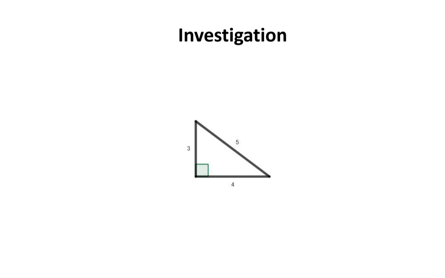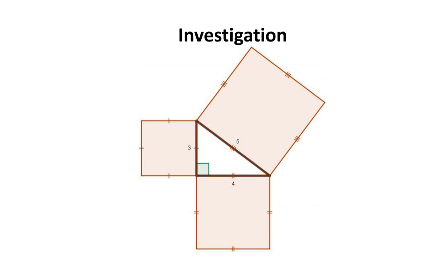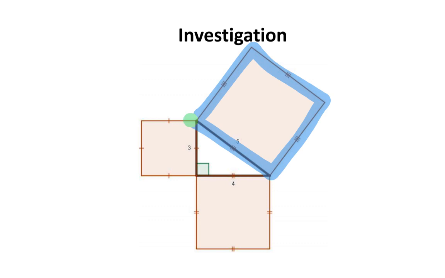In the right triangle below, you can see that the side lengths are all labeled. I want to know if there's a relationship between the length of the hypotenuse and the lengths of the legs. You can see that I've constructed squares on the sides of this right triangle.